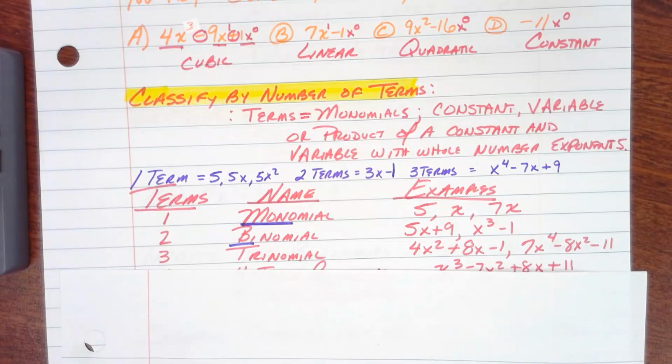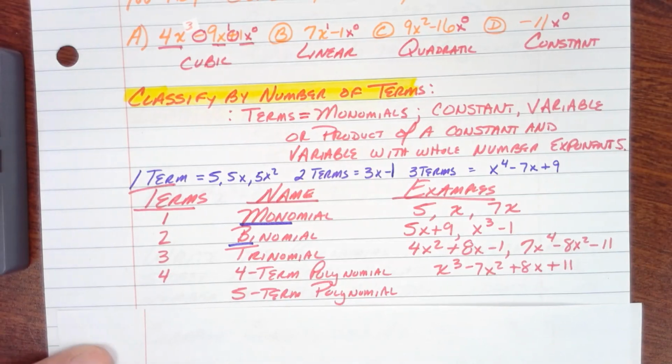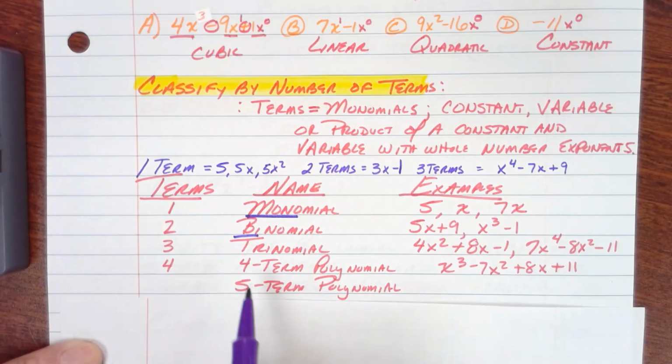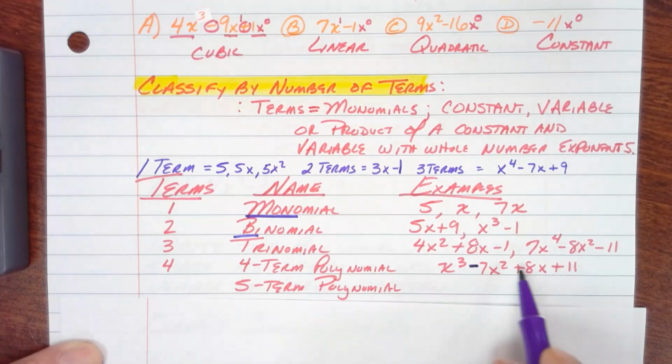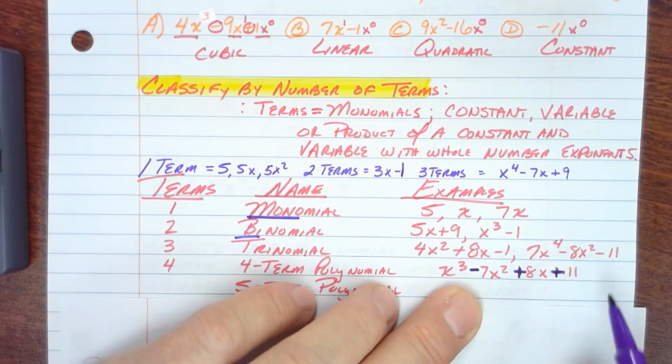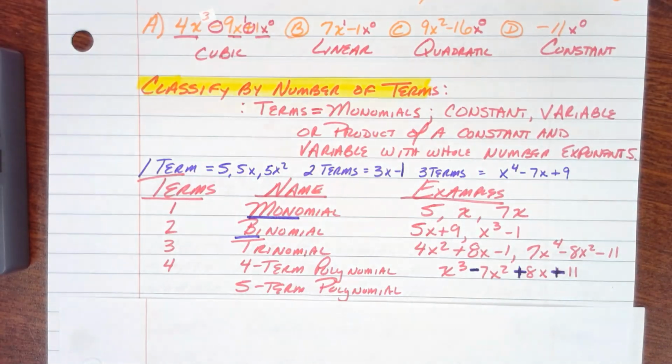Now, after that, monomial, binomial, trinomial, we don't get real scientific. It's 4-term polynomial, 5-term polynomial, but again, all of this is separated by addition and subtraction signs, and we're able to count them.